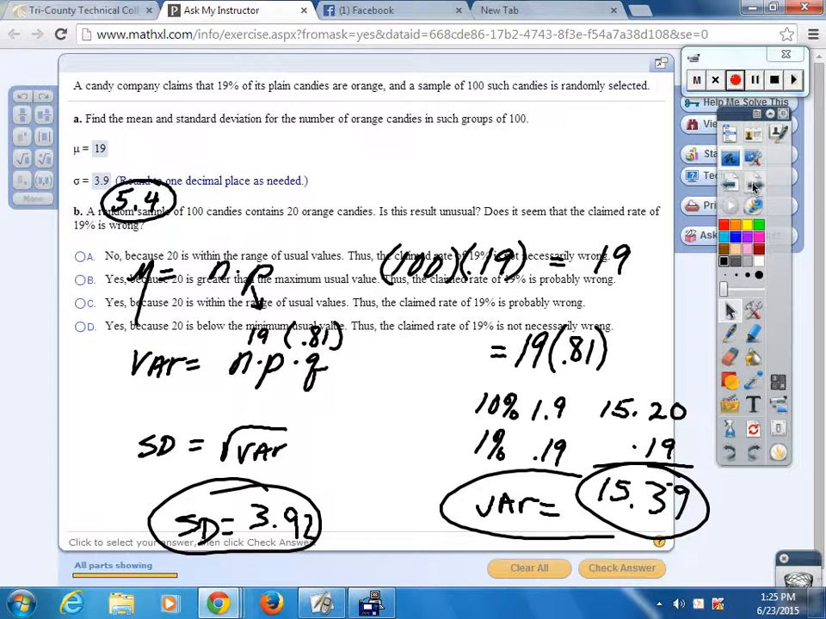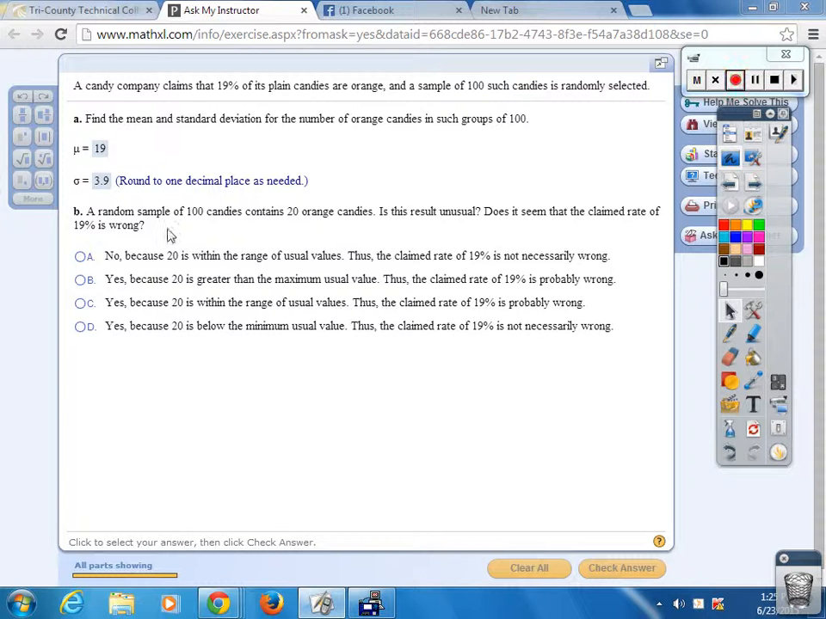What are they going to ask now? All right, let's see what it says. Let me get all this out of the way. A random sample of 100 candies containing 20 orange candies, that would be 20%. Is the result unusual? Wait a minute. Random candies. It's 20%. Is this unusual? No, because it's over. Okay, they're comparing it to this one.